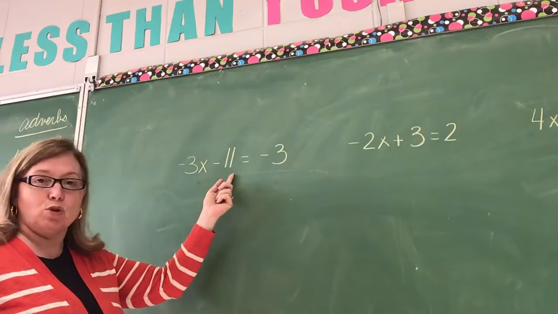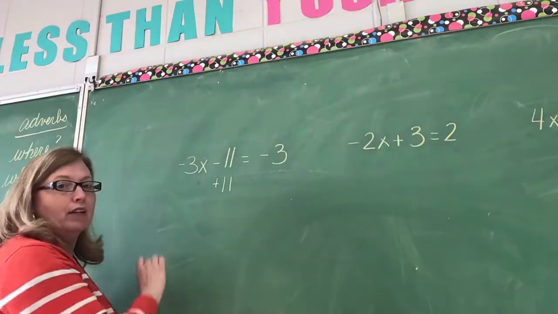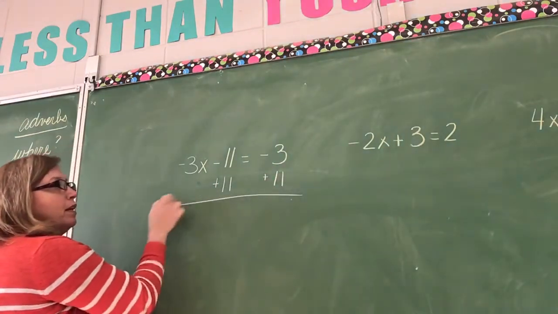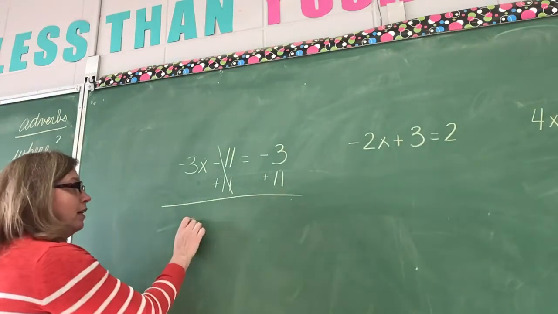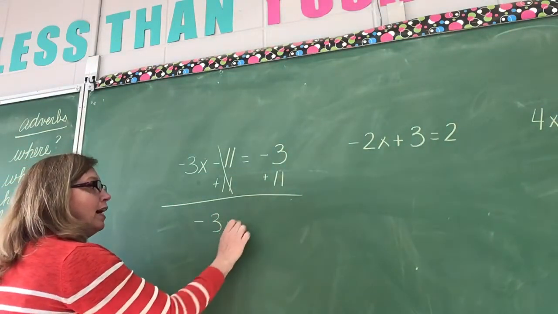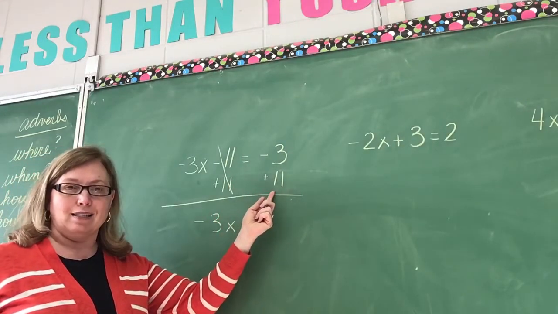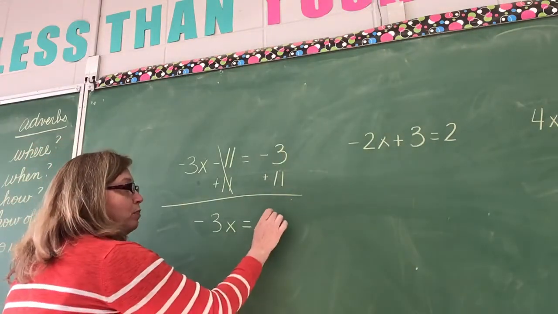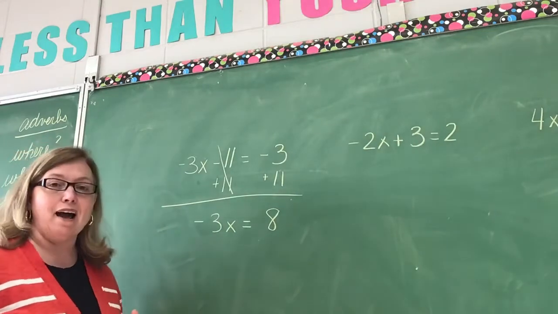So it says to subtract or have a negative 11, so we're going to add 11. Again, what we do on the left, we're going to do on the right. Now these two 11s are going to cancel out and give me 0, leaving me negative 3x equals. Now I have a negative 3 and a positive 11. So my answer is going to be a positive 8. So far, I've done great.